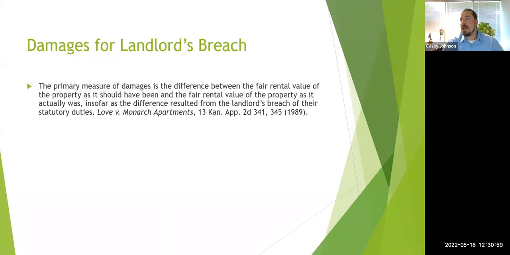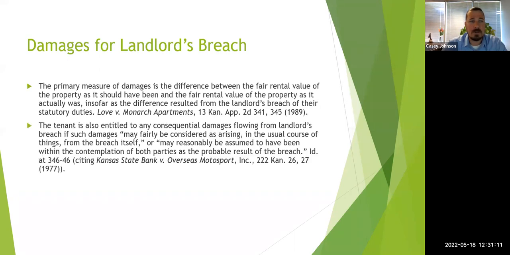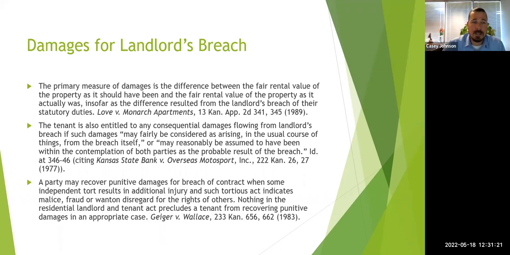If the landlord has breached their duties or the general warranty of habitability, you could sue them for the difference between the fair rental value as it actually is versus as it should have been. That's from a case called Love v. Monarch Apartments. You can get consequential damages if they are reasonable and stem from the breach. And if it's for malice, fraud, or wanton disregard for the rights of the tenant, you could get punitive damages.